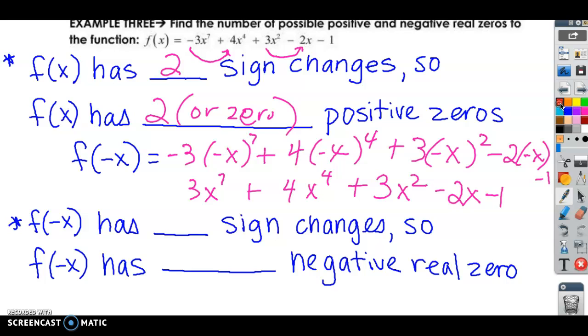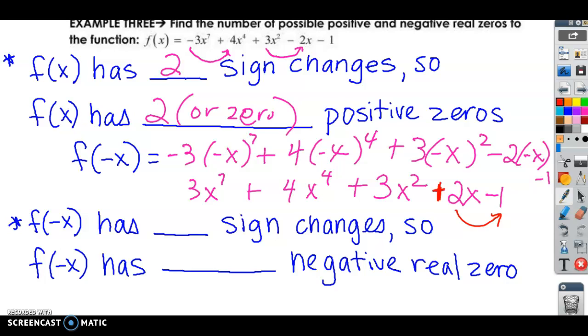Now we go ahead and look at the sign changes. Well, we don't have a sign change now between x to the 7th and x to the 4th. We don't have a sign change between x to the 4th and x squared, and it looks like, oh wait, that's a plus, right? That's a plus 2x. Okay, no sign change there. And it looks like there's only one sign change between positive 2x and negative 1.